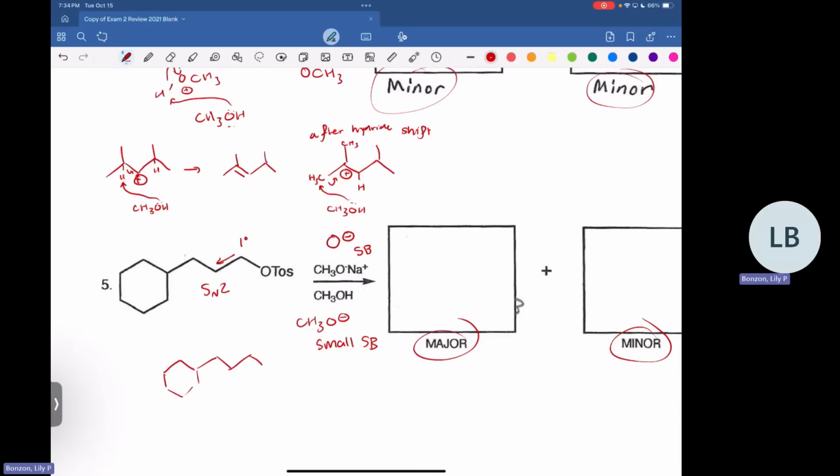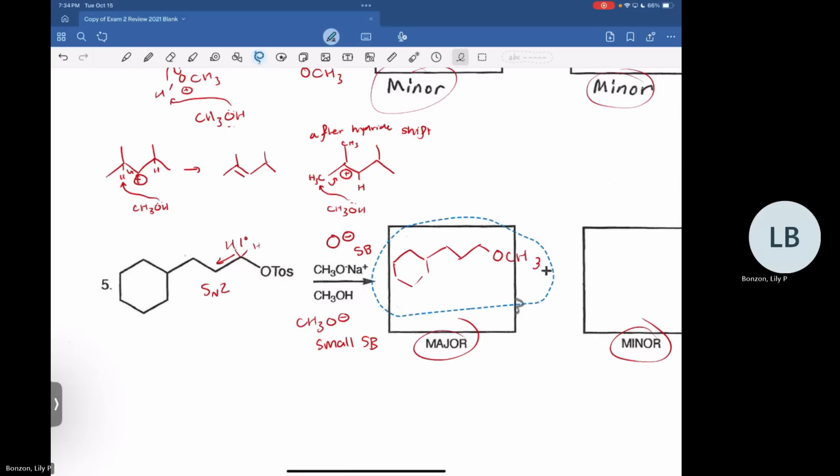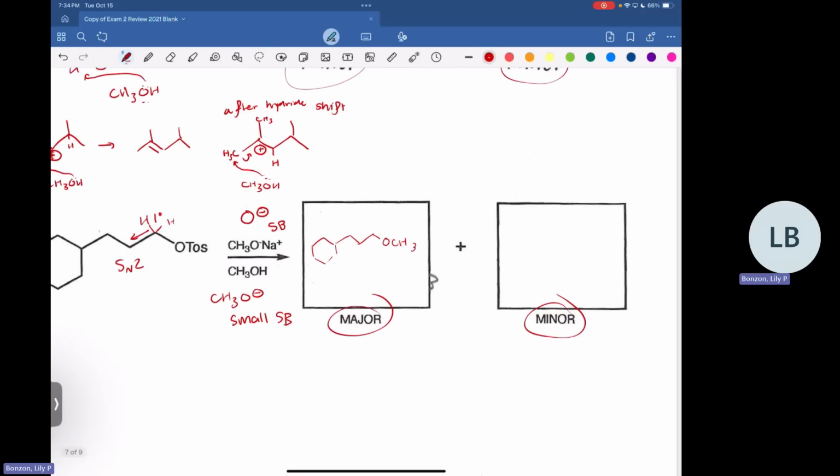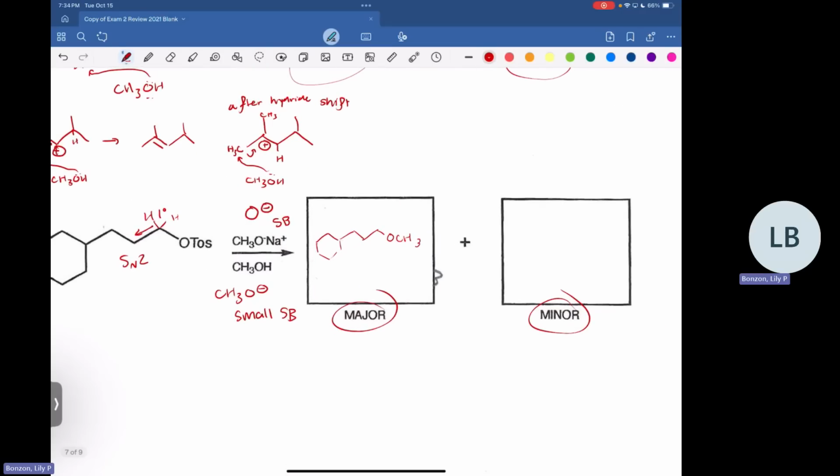And we're not given stereochemistry. This is not a chiral center anyways because it's two hydrogens. So you'll just have to draw the nucleophile attaching. So that's going to be our SN2 product. If you're given one box, I would probably just leave it at that. That's going to be your major product.